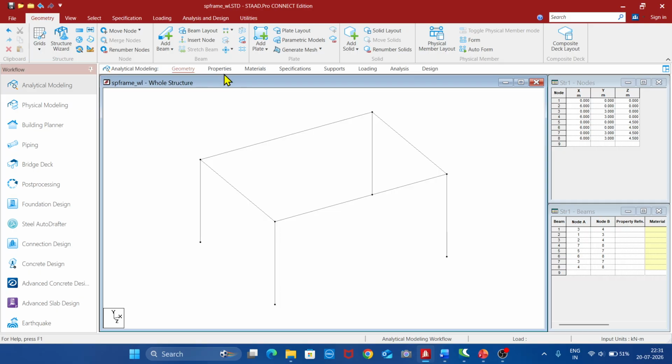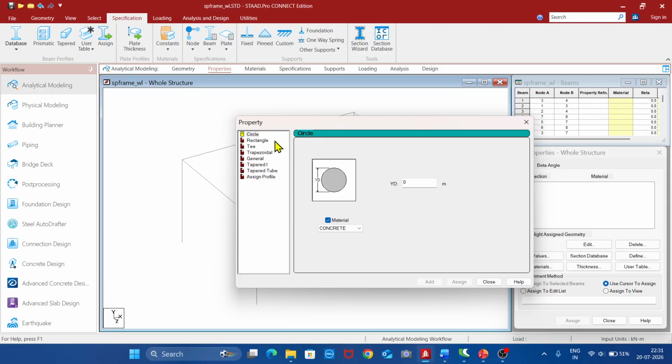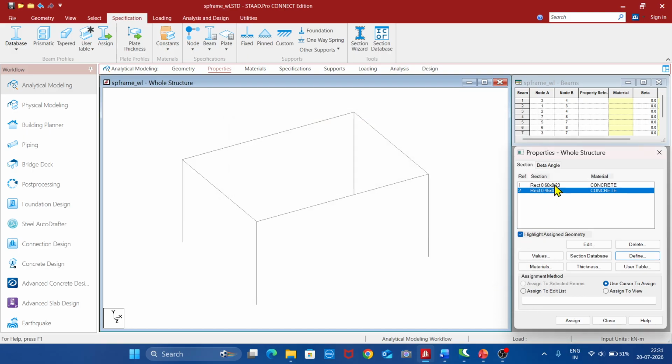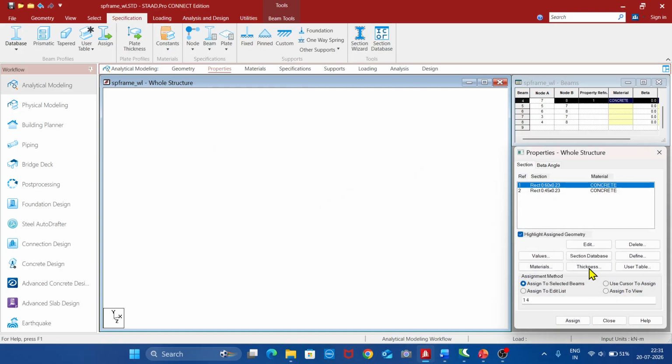Now the member properties. So go to member properties, define rectangle. Say we have two sizes, one will be 0.6 by 0.23, click add, the other will be 0.45 by 0.23, add, close. So select this 0.6 by 0.23, we are going to give for the beams along the x-axis. So click the beam, then press Ctrl to select this beam, assign to selected beams, assign, yes.